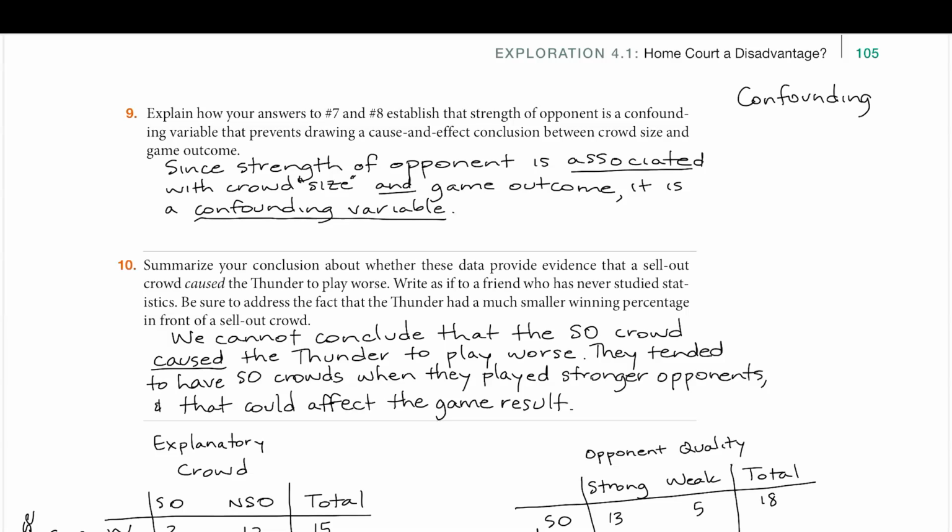Okay, so here's one of the main takeaways from this section. Confounding variables prevent drawing cause and effect conclusions.